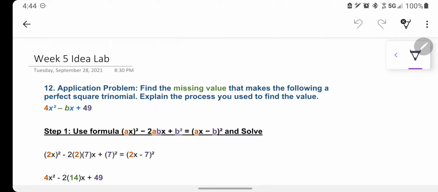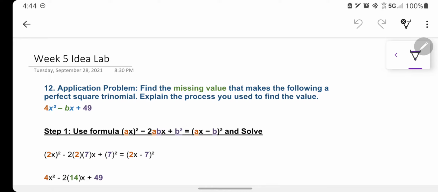This week's video is going to be about question 12, application problem. Find the missing value that makes the following a perfect square trinomial. Explain the process you use to find the value. So the trinomial we have here is 4x squared minus bx plus 49, and we're trying to find the missing value, which is the negative b.